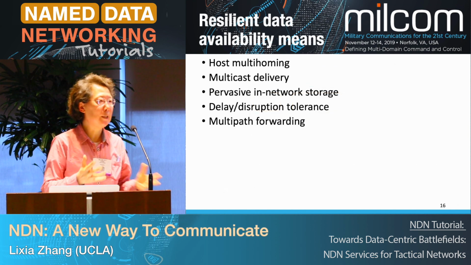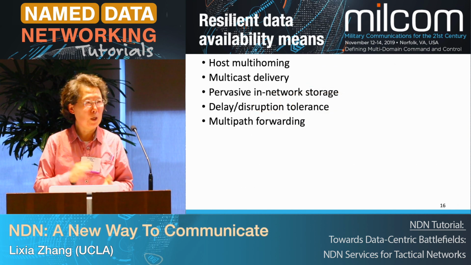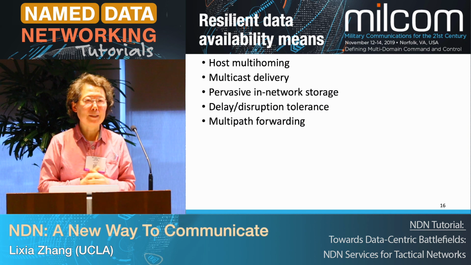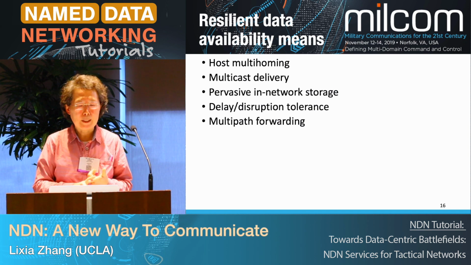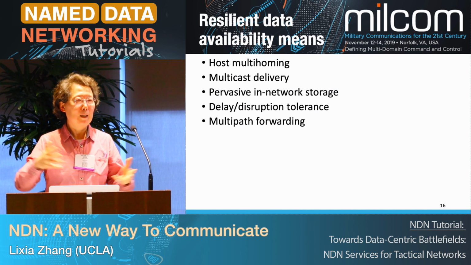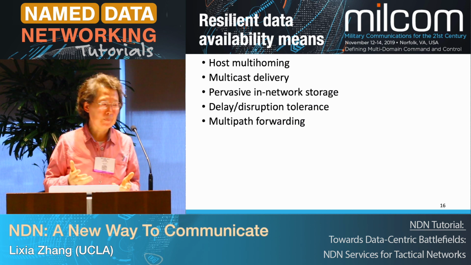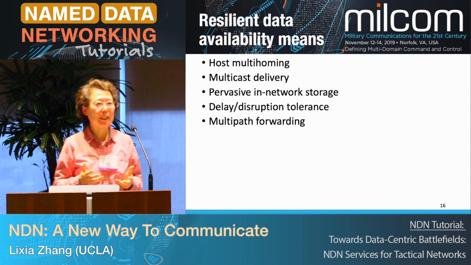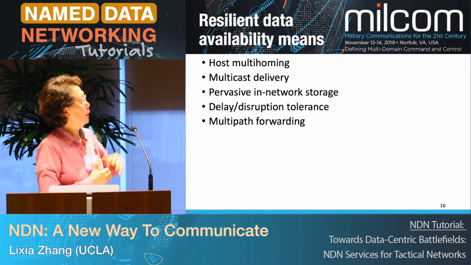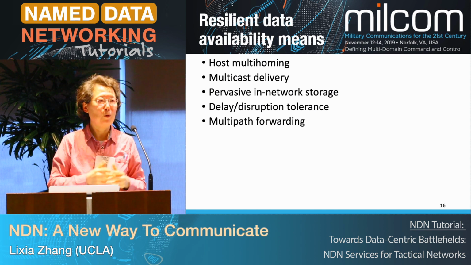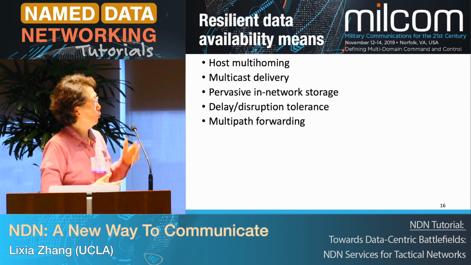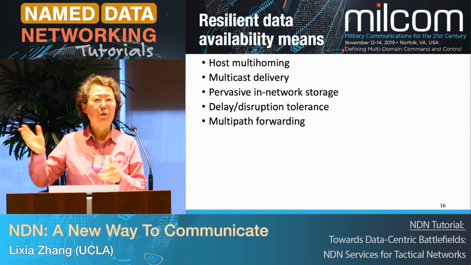Battlefield scenarios require resilient data delivery, right? What can we do? We can do host multi-homing. My phone has multiple interfaces, Bluetooth, Wi-Fi, and it sends packets out in all directions to see which way is going to work. We can do multicast delivery, and we do pervasive in-network caching to make the data more available. That's what CDNs, content delivery networks, are doing today, like Akamai, like Limelight. We need delay and disruption tolerance support, so people have developed the DTN protocol for that purpose. Then we need multi-path forwarding to try alternative paths.